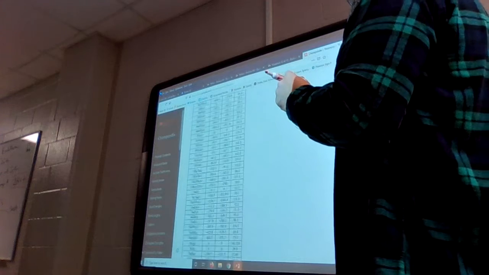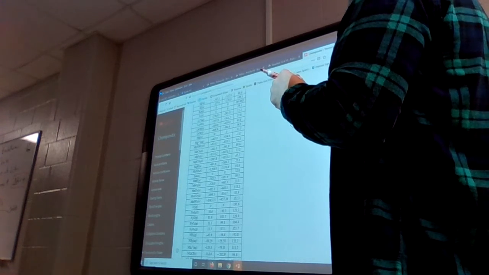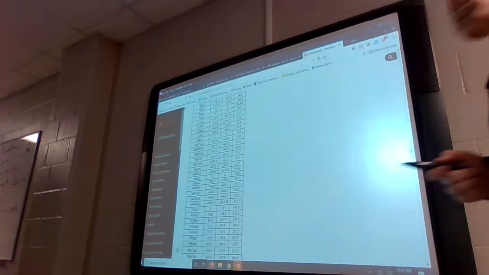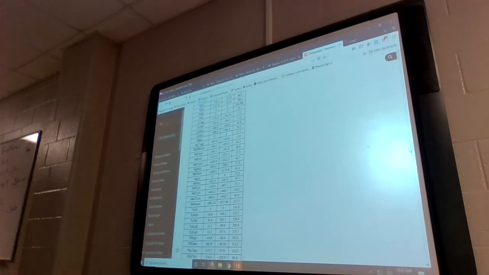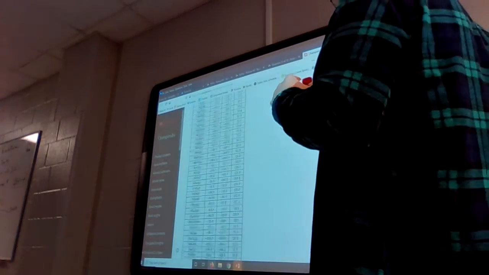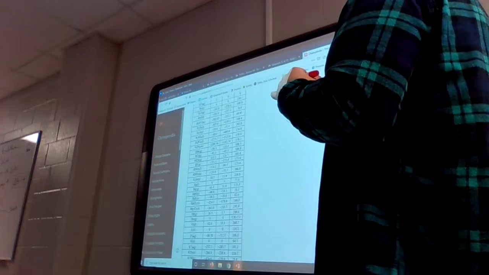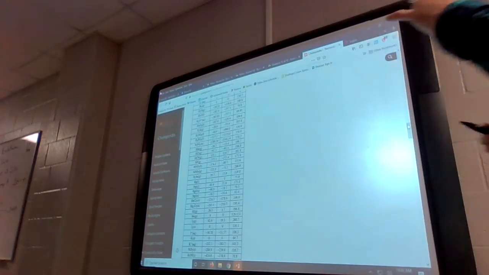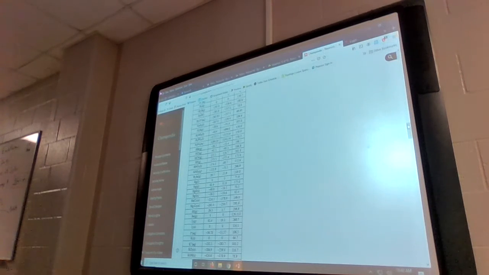MgO. Where's my MgO? Negative 601.6. Negative 601.6 plus 2 HCl's. Negative 92.3, but I got 2 of those. So negative 92.3 times 2 is negative 184.6. Nice.